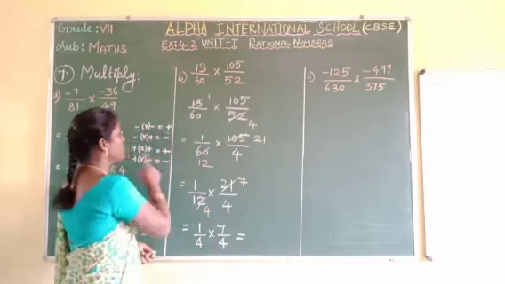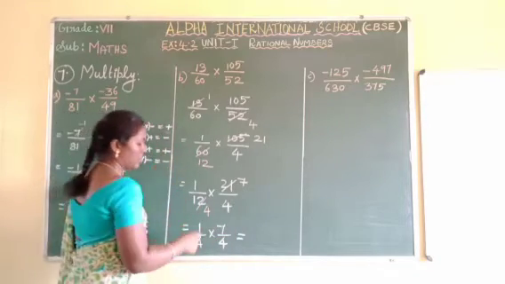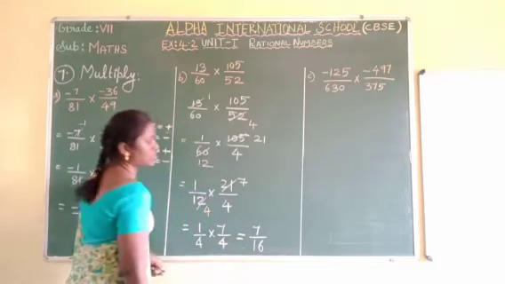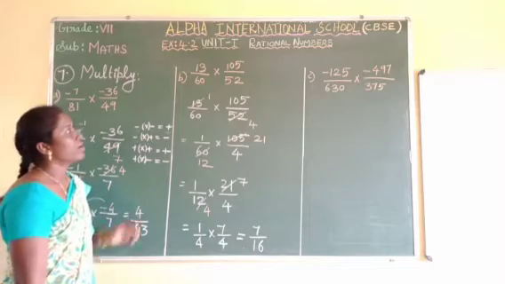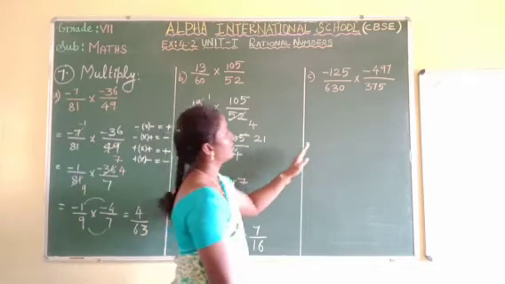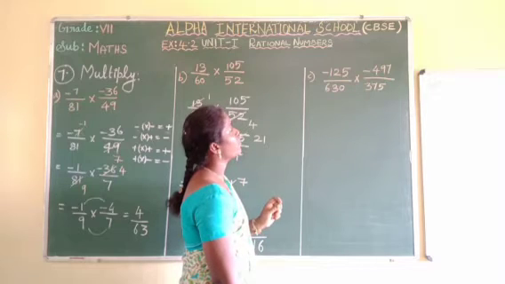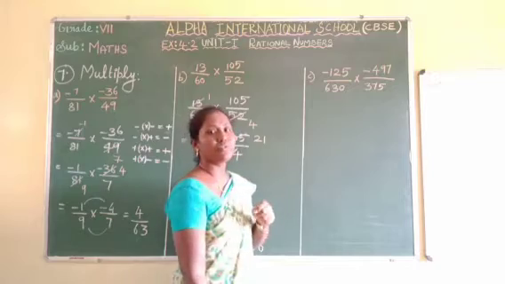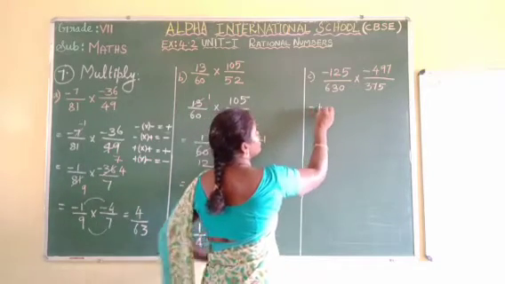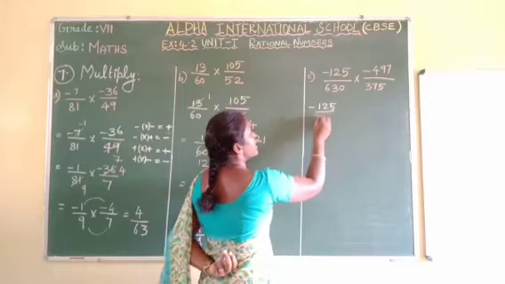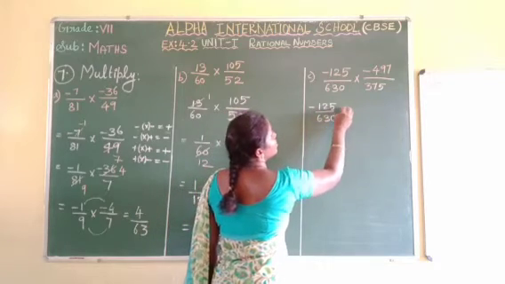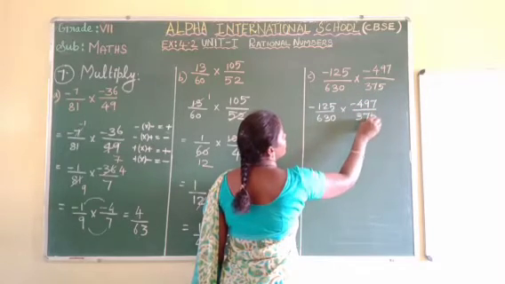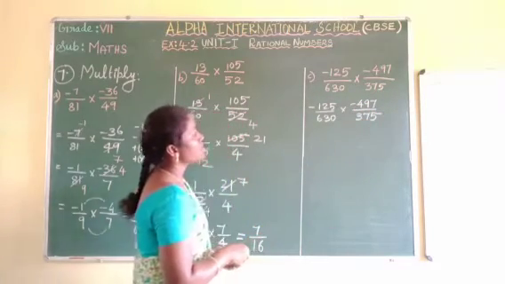Both are positive, so the answer will be positive. So 1 into 7 is 7, and 4 into 4 is 16. So 7 by 16. Now see the third problem here: minus 125 by 630 into minus 497 by 375. Okay, shall we start simplifying this?